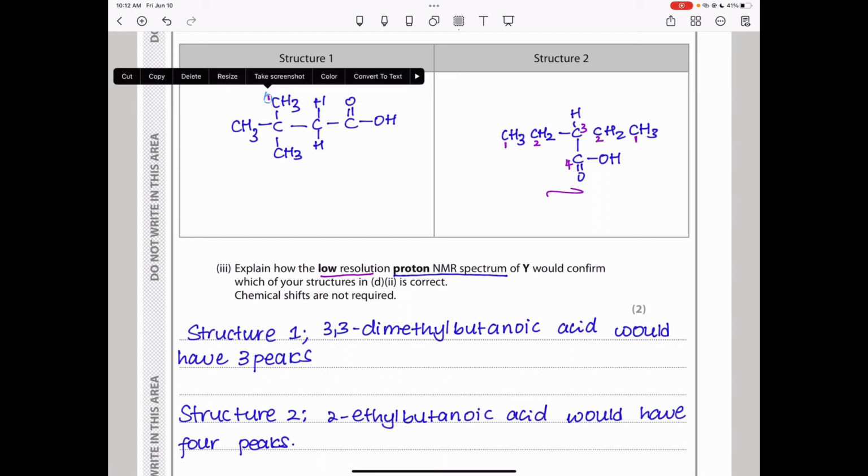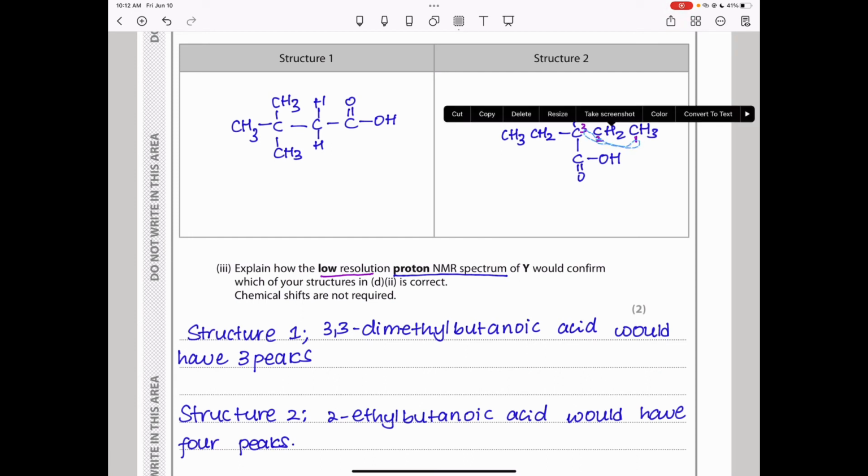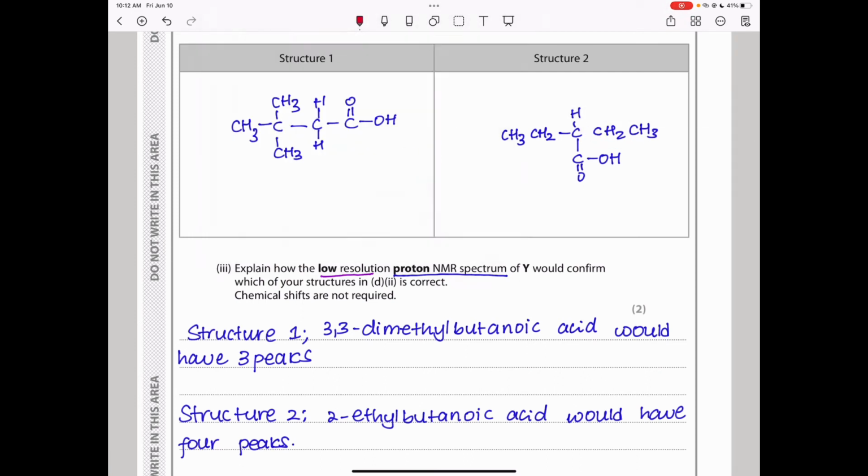Remember, we are looking at the difference between the proton environments, why some of these protons would have different proton environments. Let me finish this up. Okay, so let's use another color, red, to see. So here, proton environments, these are all identical. The protons on all these carbons are going to be identical. And these protons here are going to be identical as well, because they are in the same environment, so here we have three proton environments.